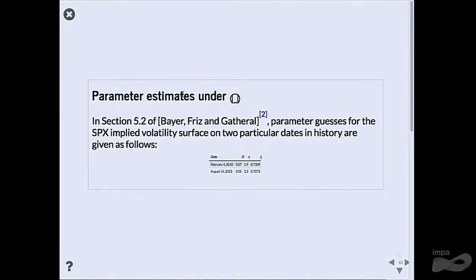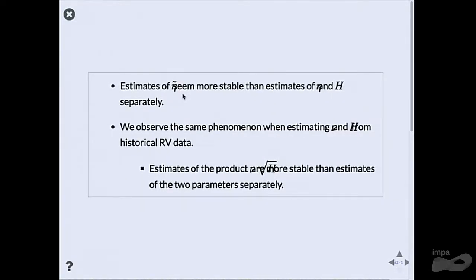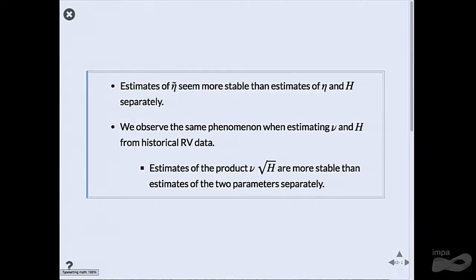And it turns out that although H and vol of vol, because of the stupid way we formulated the model probably, separately move around, the product eta times square root of 2H stays pretty consistently the same number, right? So it's about 0.7. Well, that's 2 days in history. So for a physicist, that's universal, it's good enough. So let's say it's 0.7 implied.